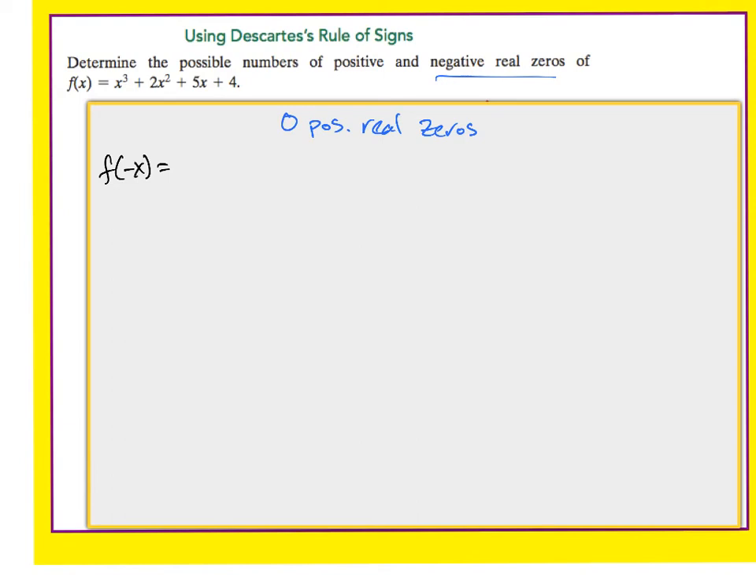So when I substitute a negative x into an odd power, it changes the sign. So now I end up with negative x cubed plus 2x squared. Okay, because that's a squared, that's an even power, that stays the same. And then minus 5x, and then plus 4. So, is that a sign change? Is that a sign change? Is that a sign change? So what do you know? I have 3 or 1 negative real zero.